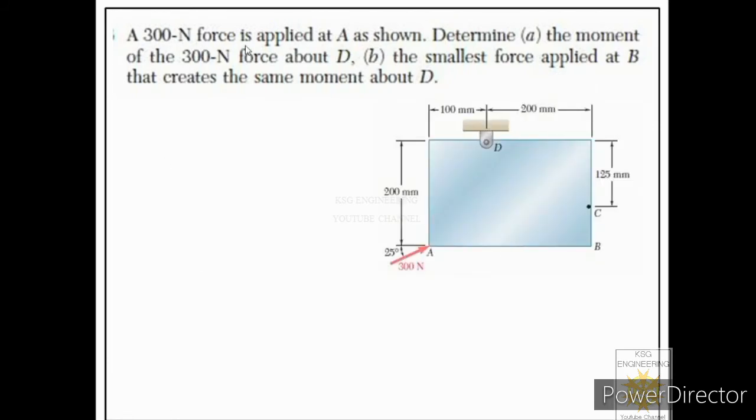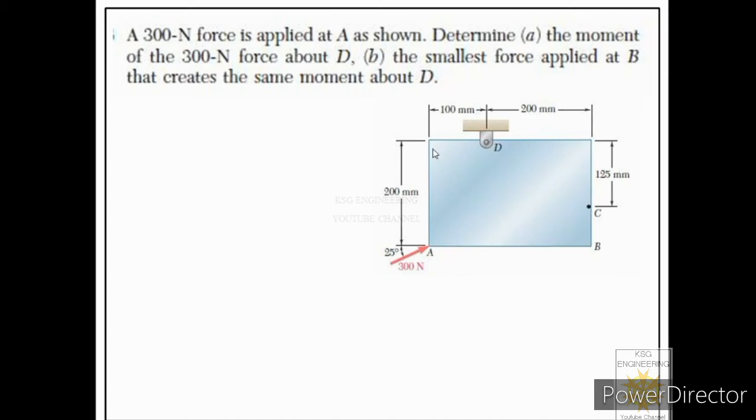A 300 Newton force is applied at A as shown. Determine part A, the moment of 300 Newton force about D. So let us solve it part by part. First of all, let us solve part A. What we are asked to find in part A, we have to find the moment of 300 Newton force about D. So let us understand this particular diagram first.